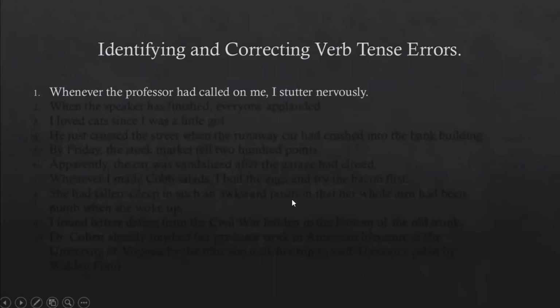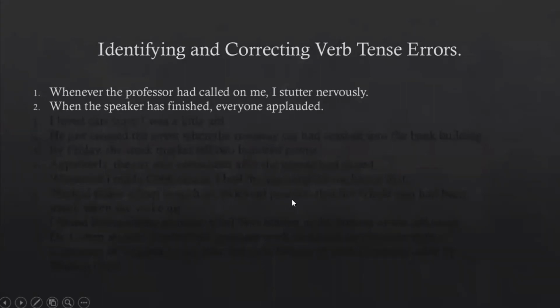Excuse me. Okay, let's look at another one. "When the speaker has finished, everyone applauded." Now, this is similar to the one we just looked at in the sense that you have a perfect tense and a non-perfect tense. Has finished, that's a perfect tense. Has, the helping verb, is present, so that is a present perfect verb. Applauded, that's a past tense verb. Again, you want to simplify it in the way that we did the first one. It should be "When the speaker finished, everyone applauded." Well, that's really what it should be. There's no other option there.